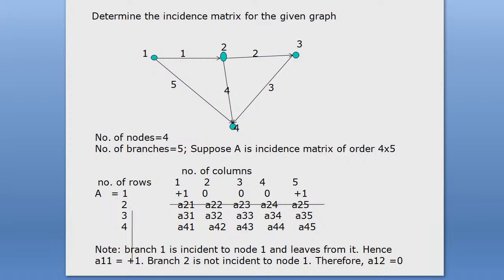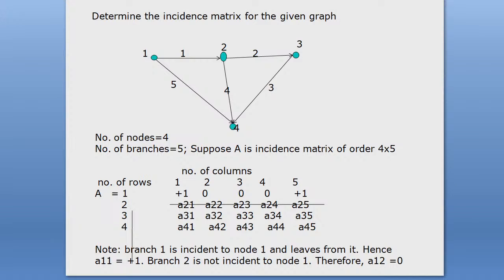Now you calculate the values of A21, A22, A23, A24 and A25 and write them in your chat box. So you see A21, that means branch 1 of node 2. Branch 1 is connected to node 2.